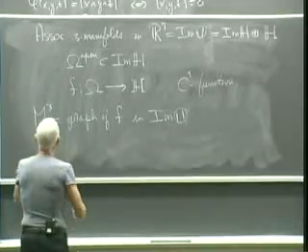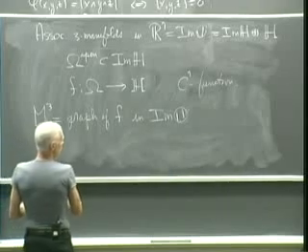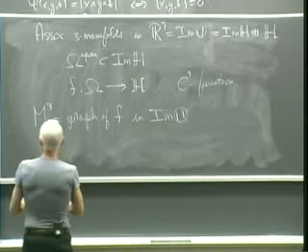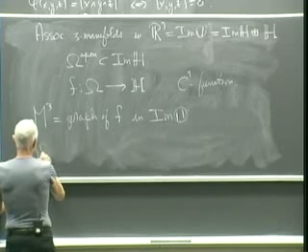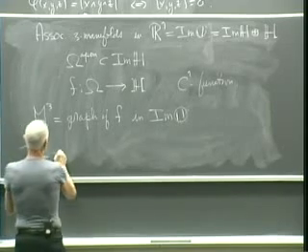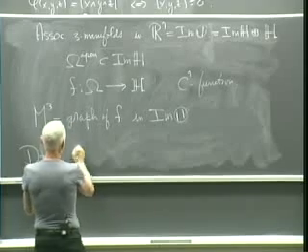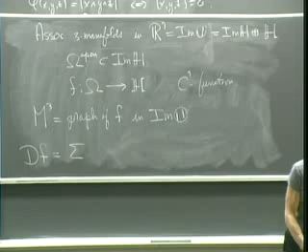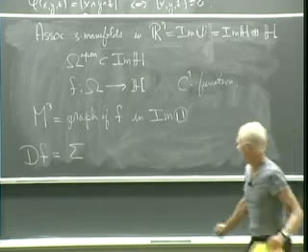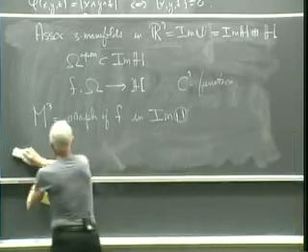Now, there are two operators I want to define. First of all, there's an operator D on F, which is defined as follows. This is essentially the sum. Let me be sure I get my signs right. Well, let me just write down the theorem.